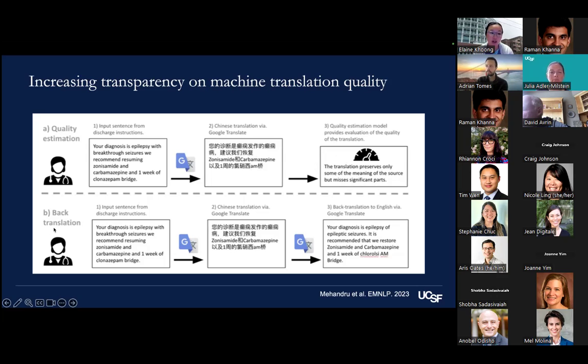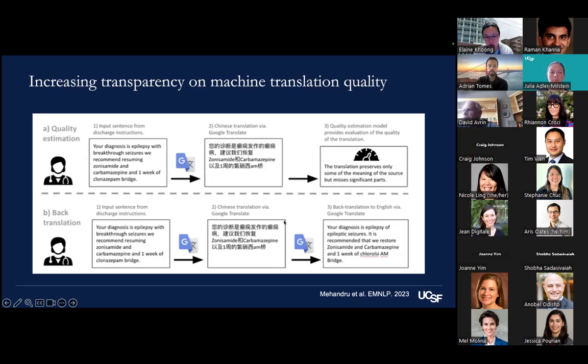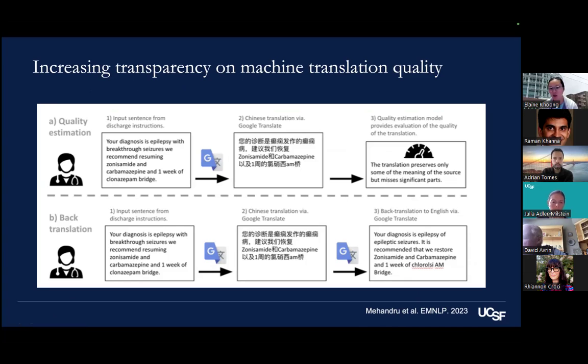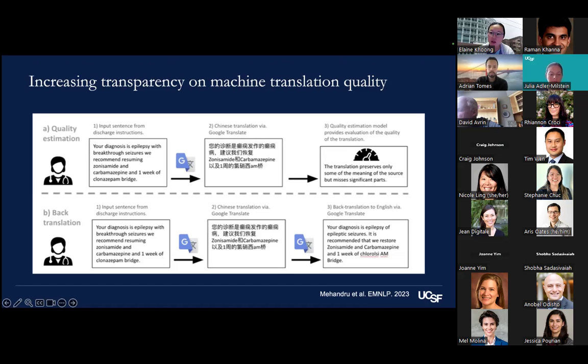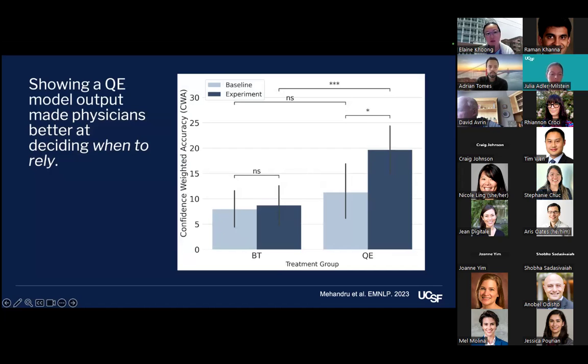The other intervention they tried is back translation. So just taking the content, putting it through Google Translate, and then back translating it to English so that the clinician might have some sense of if the machine translation algorithm is struggling with that content. And what they found was that the quality evaluation model output, so that's the one that says it retains some of the meaning or retains none of the meaning, makes clinicians better at deciding when to rely.